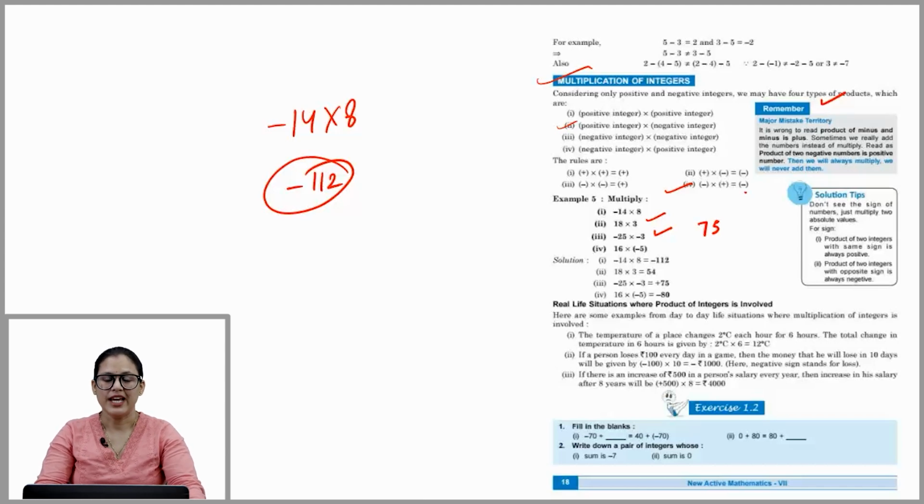major mistake territory. It is wrong to read product of minus and minus is plus. Sometimes we really add the numbers instead of multiply. Read as product of 2 negative integers is positive number. Then we will always multiply, we will never add them.